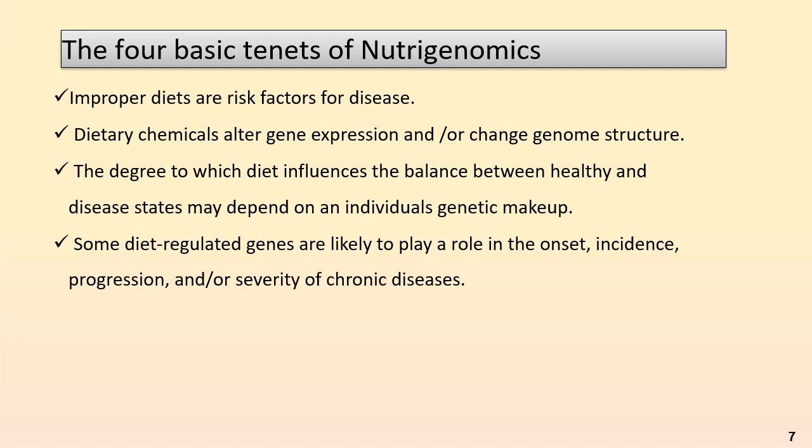So there are four basic tenets of nutrigenomics. First is improper diet, a risk factor for the disease, like a particular disease that is responsible for an improper diet. And second is the dietary chemical, how it alters gene expression or changes genome structure. And third one is the degree to which diet influences the balance between healthy and disease state may depend on an individual genetic makeup. And fourth one is some diet-regulated genes are likely to play a role in the onset, incidence, progression, and severity of chronic disease.